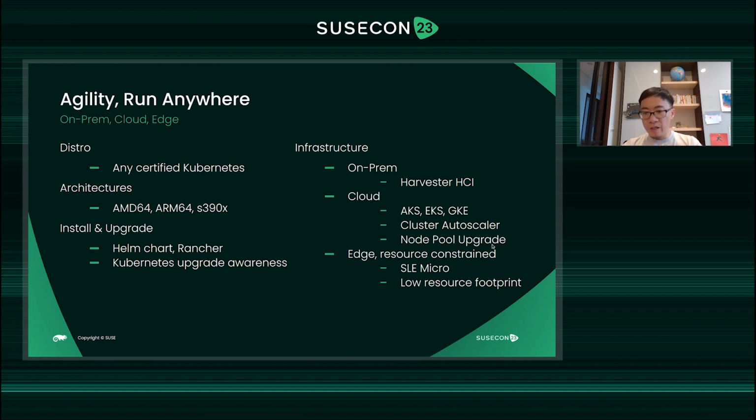Edge, especially an environment that has resource constraints. We already verified and claim we can support SLE Micro. SLE Micro is most of the time used on the edge side, and we also verified some scenarios to make Longhorn work well in a low resource footprint environment. This is the strategy to make Longhorn run anywhere.